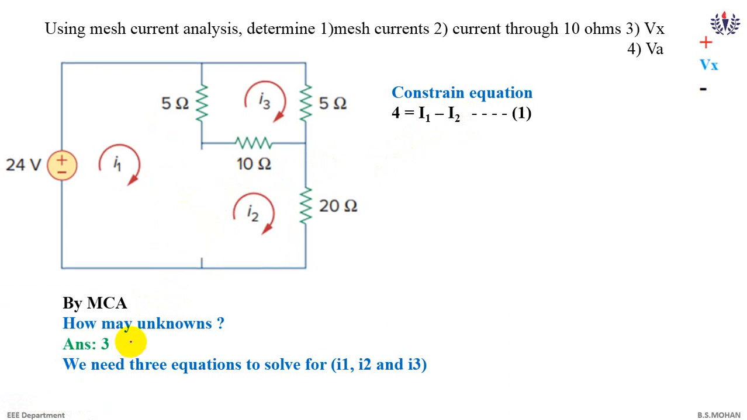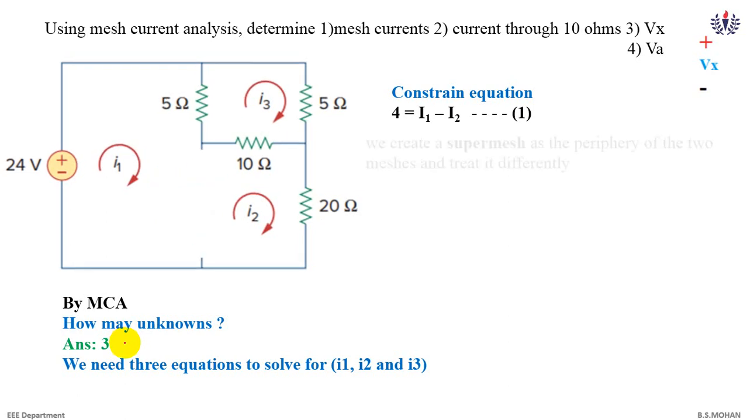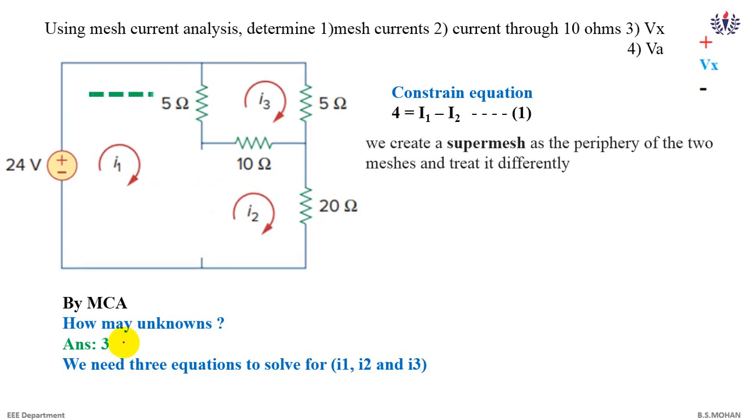Now what you have to do? We have got one equation, we have to get 2 more equations. As soon as you write the constant equation, apply supermesh. How do we apply supermesh? Remove the current source along with the entire element in series to it. Remove the 3 ohm also.